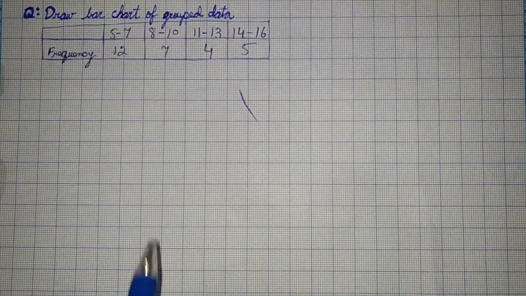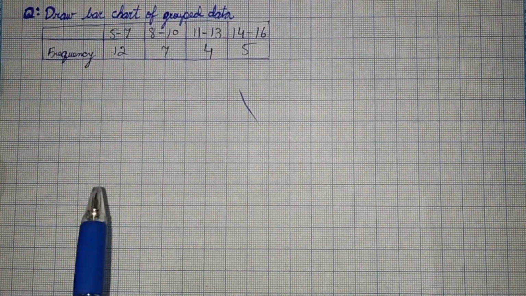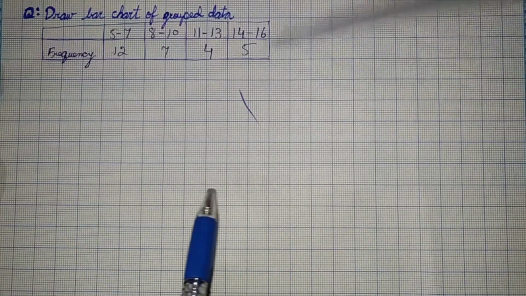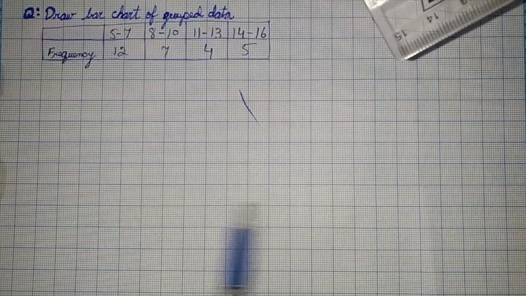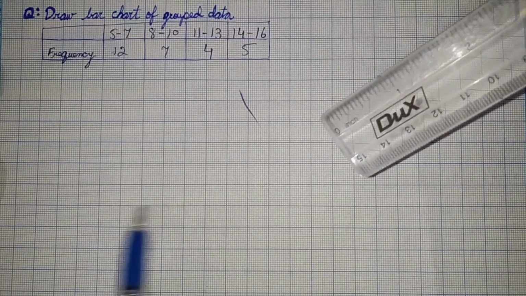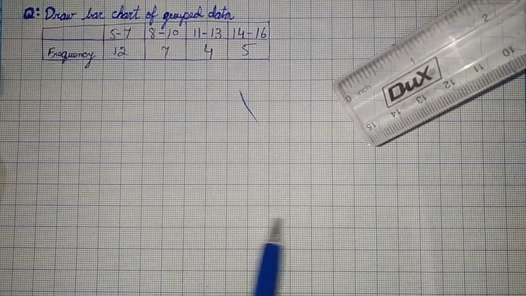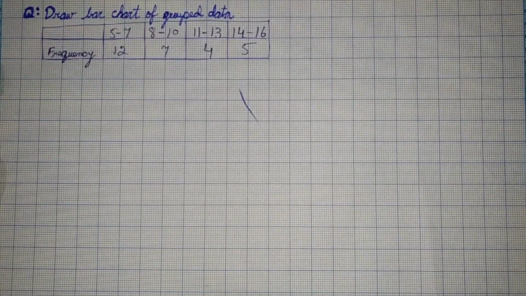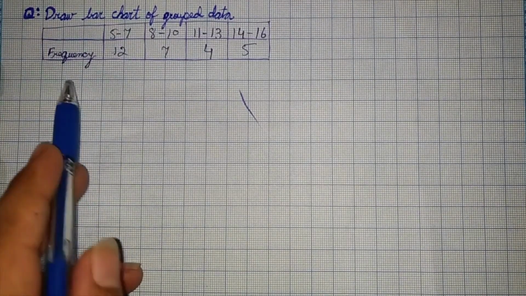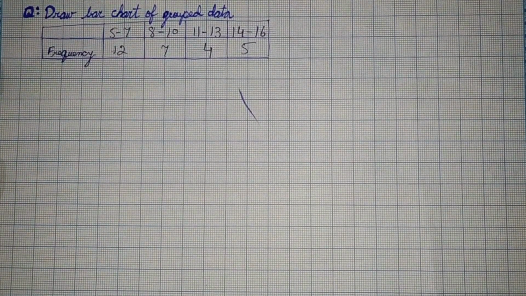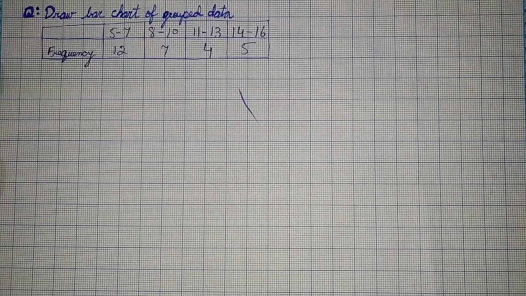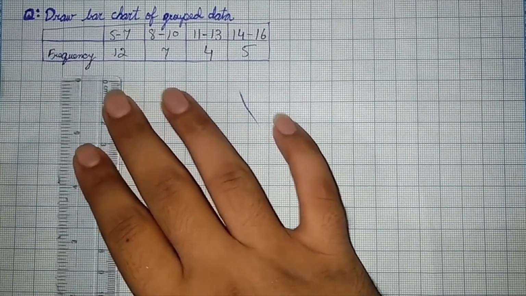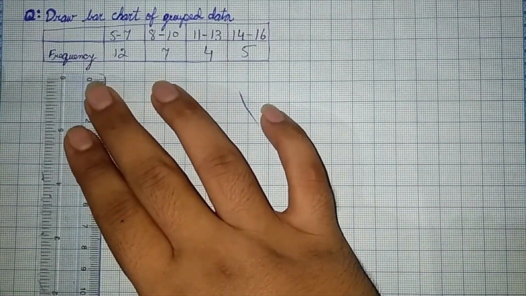And if we want to draw the bars horizontally, we will write the frequency horizontally, or we can say just along the x-axis. So here the number of people is the frequency we have. So now in this we will draw a horizontal bar chart. So let's start. First of all, let's draw a line.